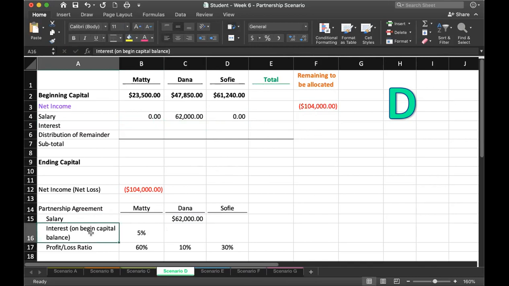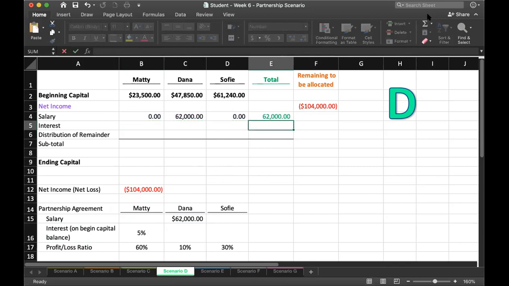The interest, again, is on the beginning capital balances. So, first of all, let me do this step here. I'm going to get the total. And then I'm going to see what's the remaining to be allocated. Just notice that in this case, since they lost money, this remaining gets to be even more and more negative. And then there'll be a negative remainder that will be allocated to each of the partners when we get down to the last step.